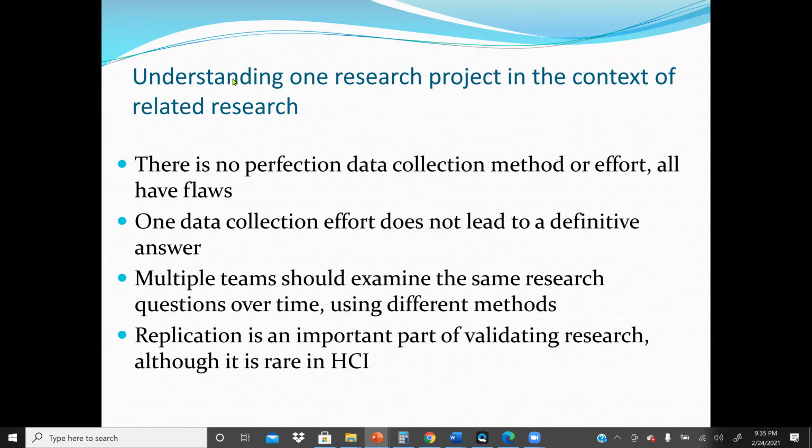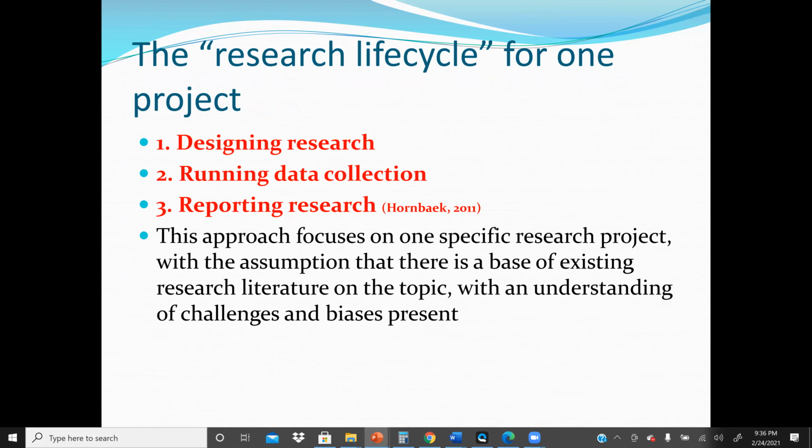Understanding one research project in the context of related research. We know there's no perfect data collection method or effort. All have their flaws. One data collection effort does not lead to a definitive answer. Multiple teams should examine the same research questions over time using different methods. Replication is very important. It's an important part of validating our research, although it is rare in HCI.